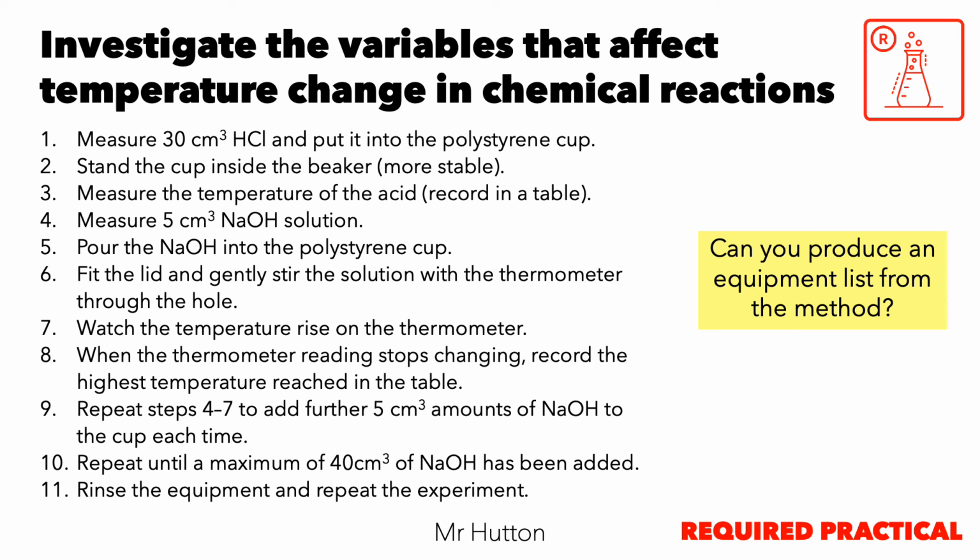And when you've added your 5 centimeters cubed, you watch the temperature rise on a thermometer, keeping a really good eye on it, and when that temperature stops going up, you note down what the temperature was, and you add another 5 centimeters cubed, and you do the same thing. You watch the temperature and note down the temperature when it stops going up, and then you add another 5 centimeters cubed, and you keep going and going until you've added 40 centimeters cubed of sodium hydroxide in total. And then you'd wash out all your equipment and you'd do it again.